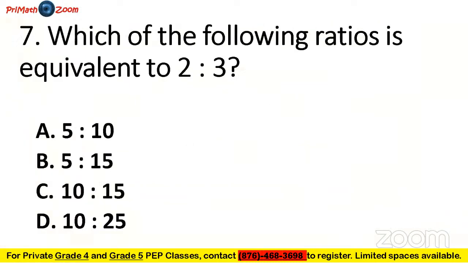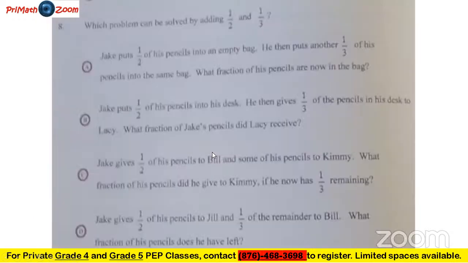Number 7, which of the following ratios is equivalent to 2 to 3? So 5 to 10 is 1 to 2. So it's not equivalent. B is 1 to 3. C is 2 to 3. And D is 2 to 5. And so C is the correct answer here. 10 to 15 is equivalent to 2 to 3.